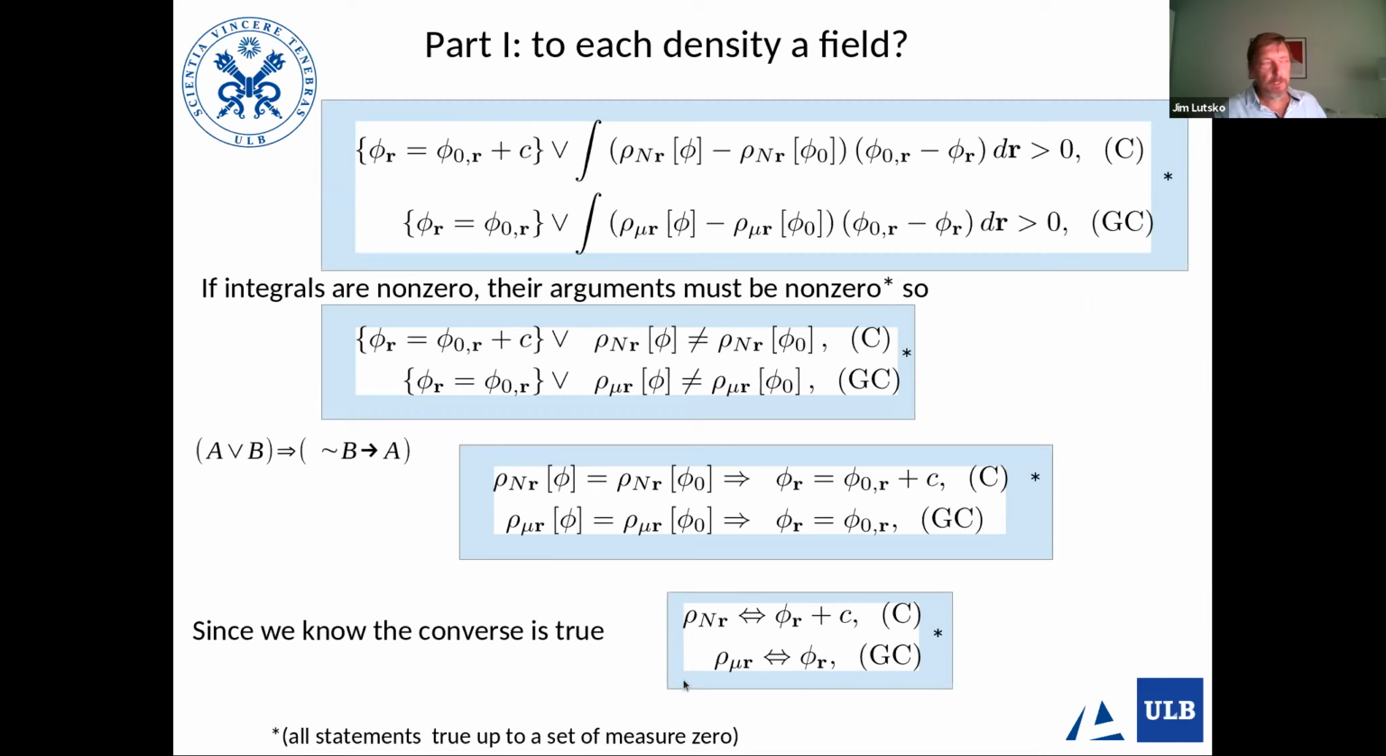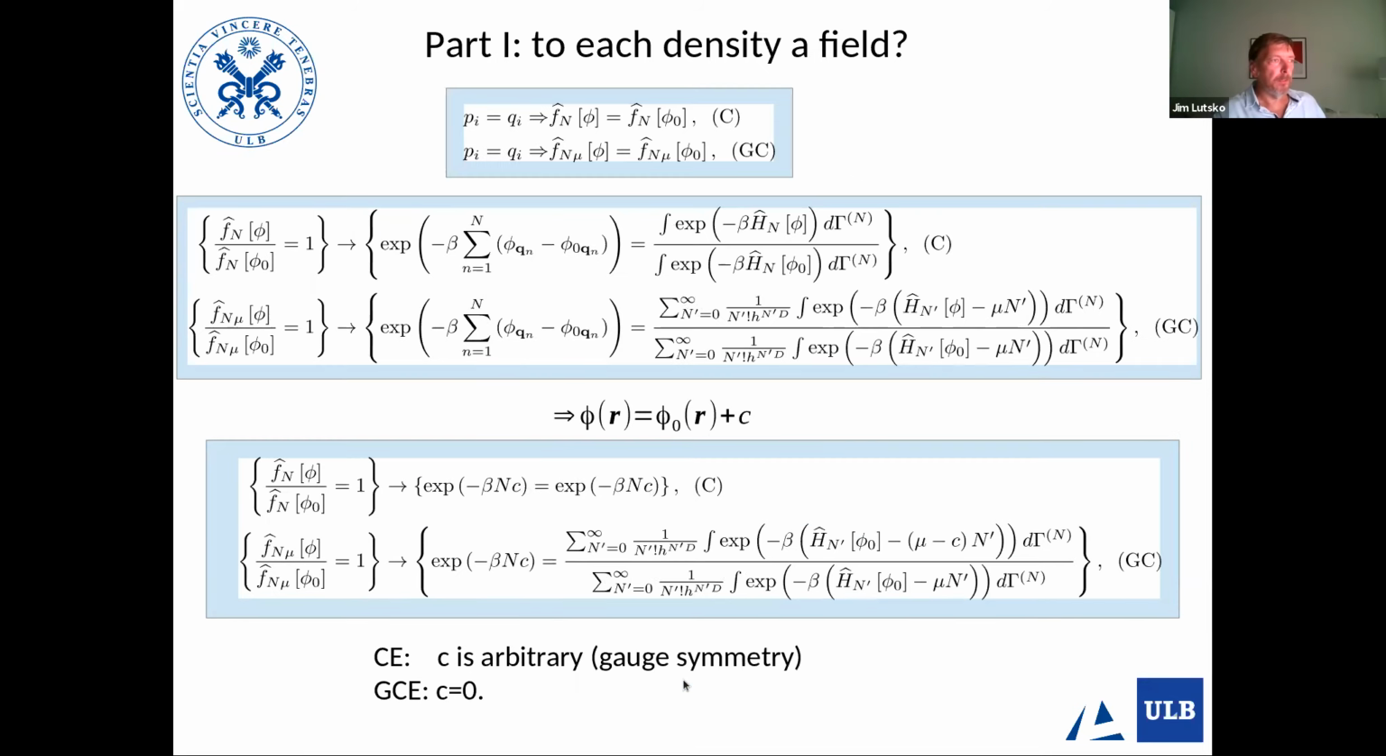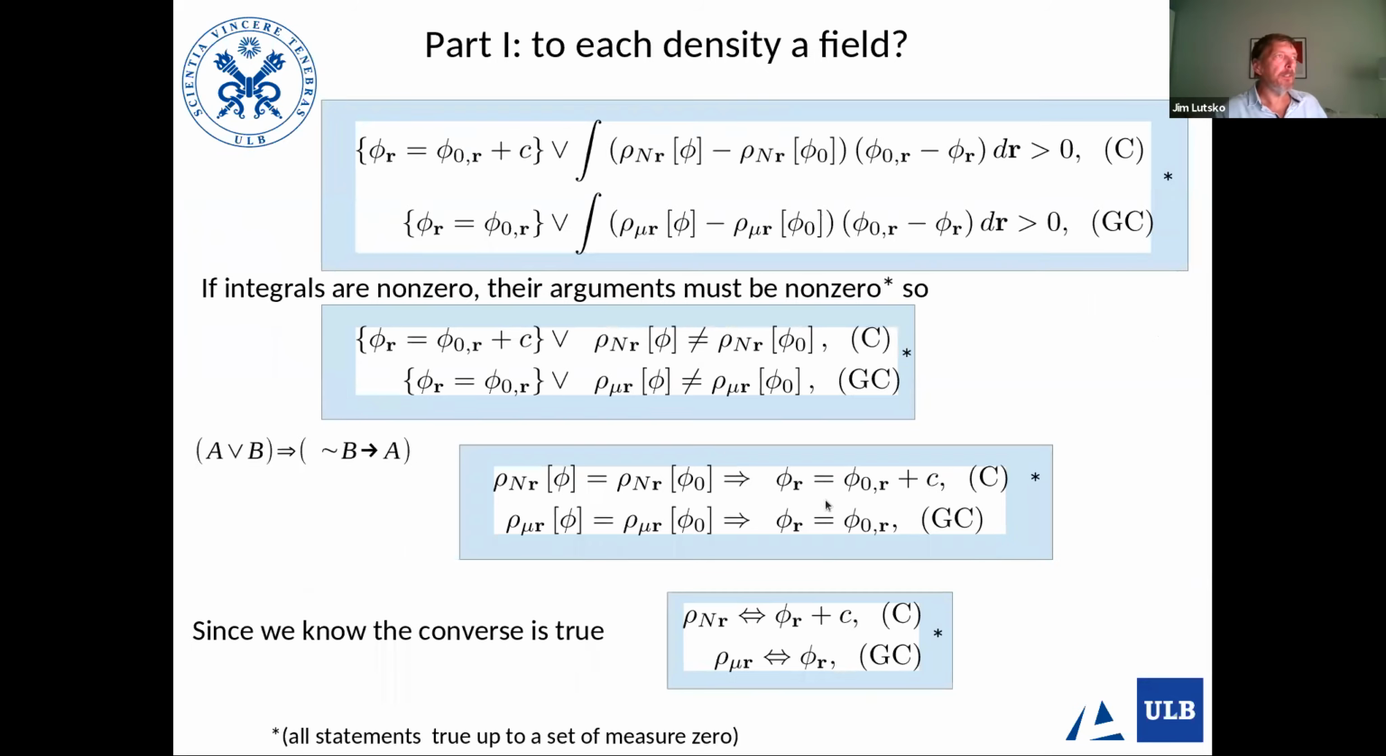So this is the only difference between the two ensembles thus far in the argument. And if you then continue, what you learn is that either the fields are related in the canonical case by a constant, or in the grand canonical case, they're identical. Either that, or this factor, this functional, has to be greater than 0.